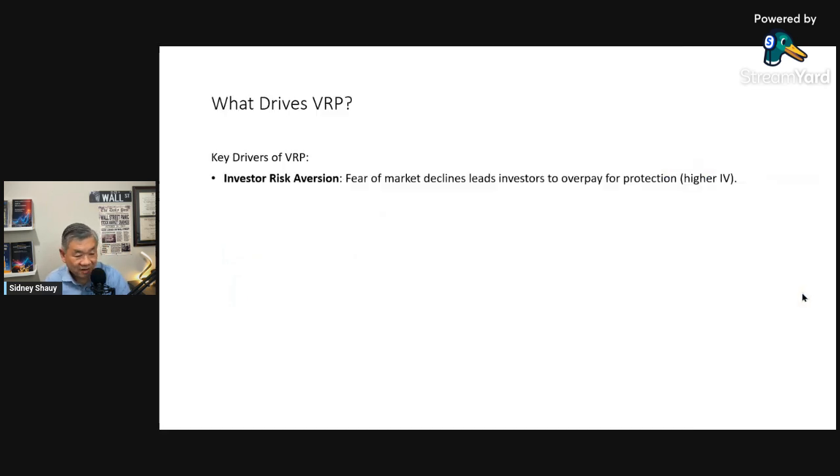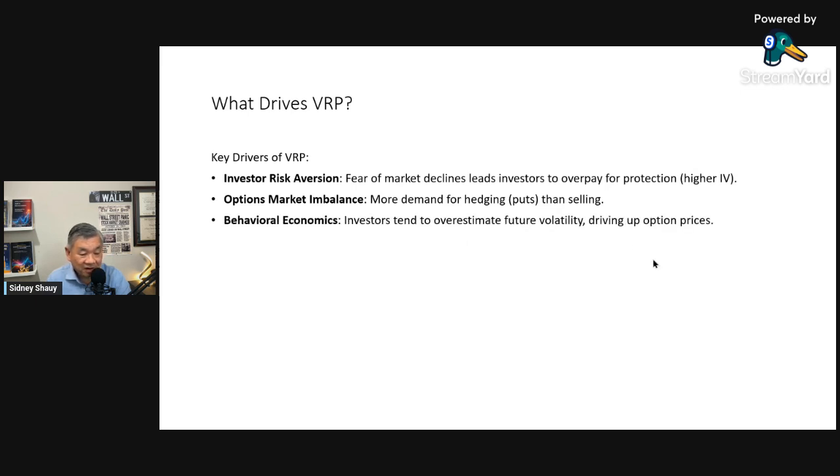So what drives the VRP? You already have a big clue about that. The fear of market declines leads investors to overpay for protection, so the implied volatility is going to go higher, and there's an options market imbalance, more demand for hedging than selling.